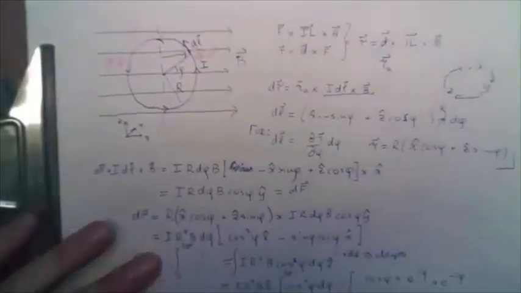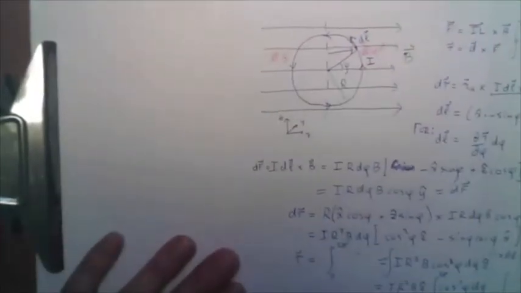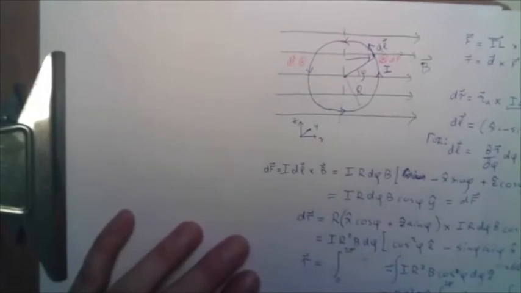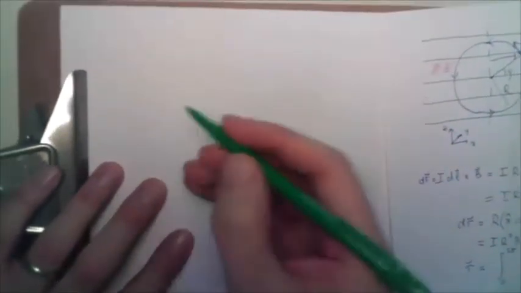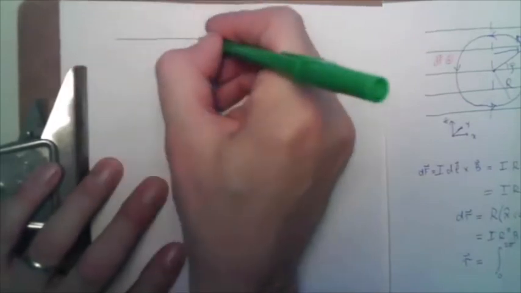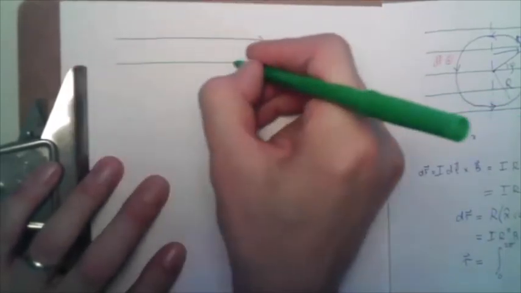So that means that we need to set up the problem a little bit like this, except we'll have to make the loop have some kind of arbitrary shape. But we'll start the same. So we'll have some kind of magnetic field.